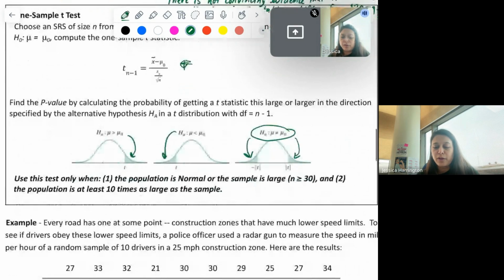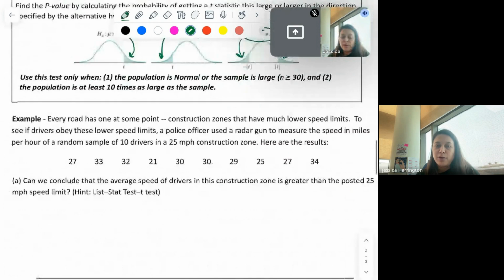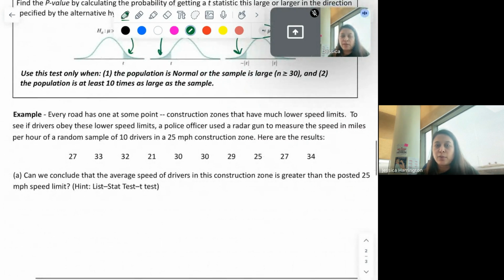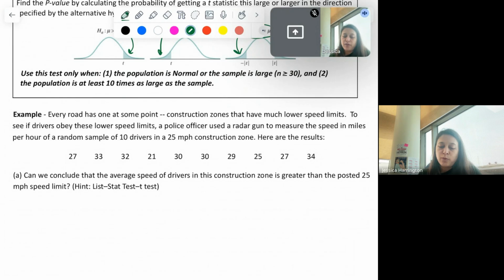So let's run through all this again with a new example. You might want to pause it and type these data points in your calculator so you can run the same calculations. This says every road has, at some point, a construction zone which has a much lower speed limit. To see if drivers obey these lower speed limits, a police officer used a radar gun to measure the speed in miles per hour of a random sample of 10 drivers in a 25 mile per hour construction zone.